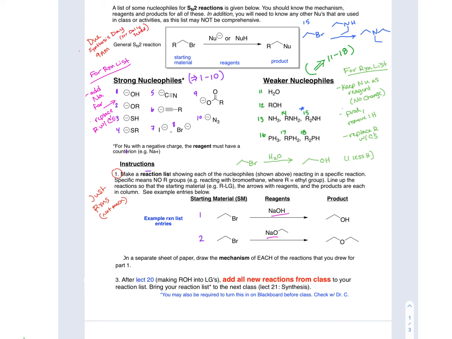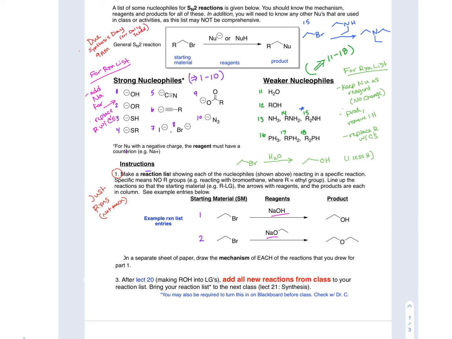Now, as I said before, the reaction list should be only reactions. So they should all be listed like in a row. Line up the columns of starting material, reagents, and products. So make sure you have enough space for that. You want to line them up so that when you're studying, you can cover a whole column at a time. And that's kind of like a flashcard, except you're only covering one part of it and not 2 sides. Okay? Let me know if you have questions about that.